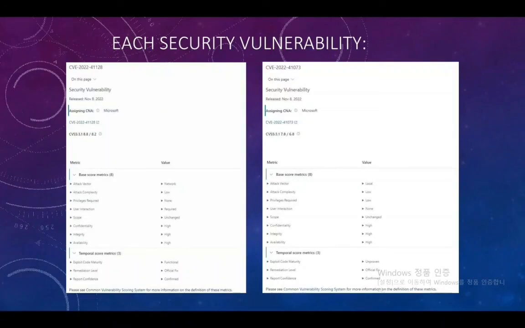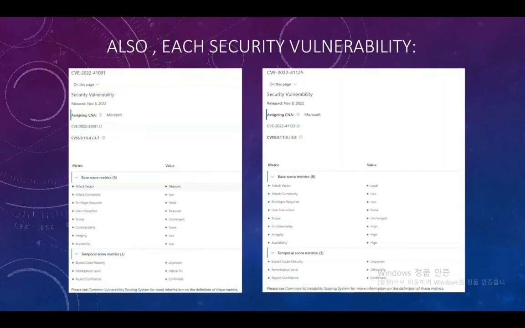The two pictures show its security vulnerability. And also, this shows its security vulnerability too.